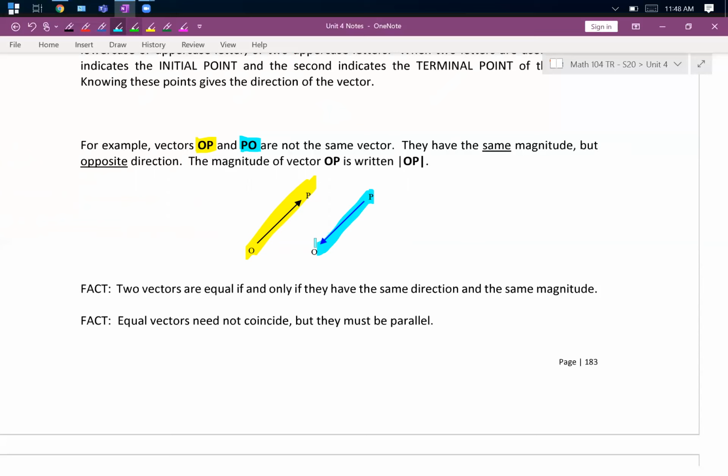It is a fact that 2 vectors are equal if and only if both their direction and magnitude are the same. Equal vectors need not coincide, but they have to be parallel to each other. Equal vectors, same direction, same magnitude.